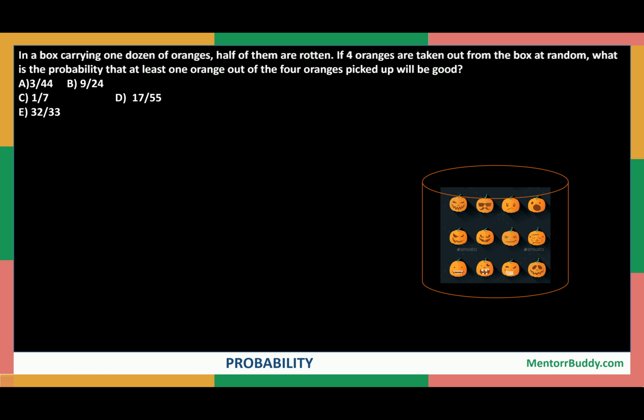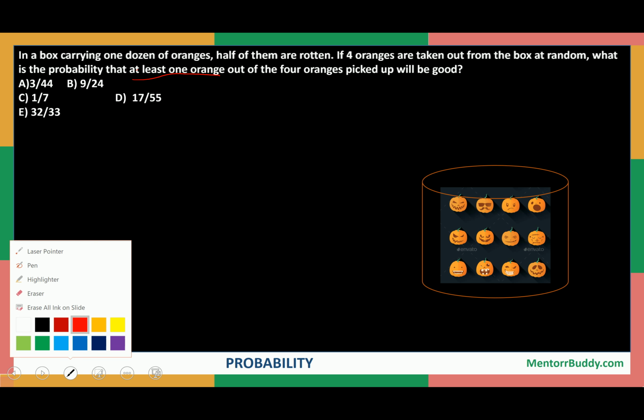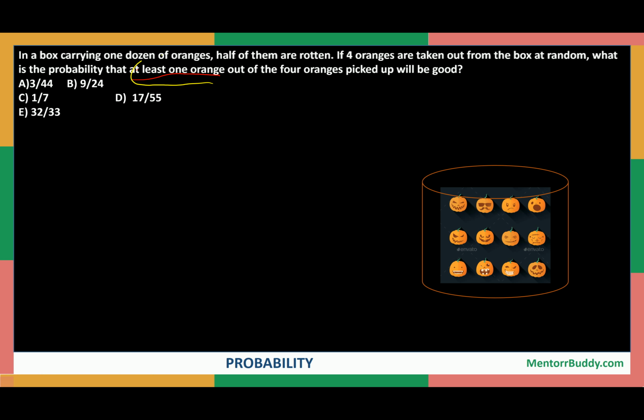So in the shortcut, whenever there is a case of at least 1, what is the case here? Here it has been given that we need the probability that at least 1 orange out of 4 oranges picked up will be good. Whenever an at least 1 case is there, we can always find the none case. At least 1 means the unfavorable event is that none of the oranges is good, which means all 4 oranges we have picked are rotten.